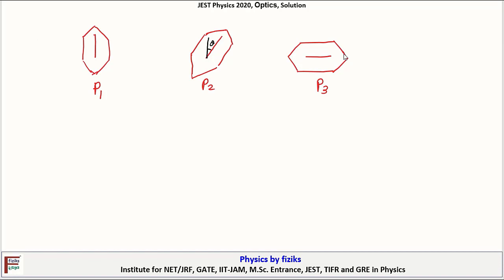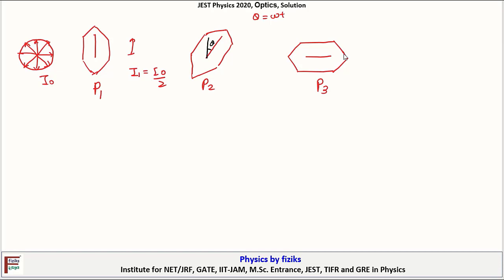Now, originally this is a beam of unpolarized light with intensity I0. Once it passes through P1, it allows light like this, and in this region the intensity I1 would be I0 by 2. Now when this polarizer P2 is rotated at an angle theta, where theta is represented as omega t, we'll check it out here.